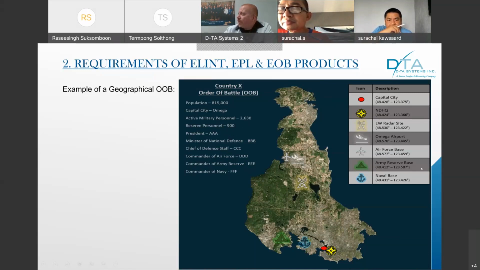And then if we know positional data as well, we can put in, so we know that our capital city of Omega is located here. The National Defense Headquarters is located right next to it. And we know that they have an early warning radar site located in the central region of the island, the international airport and the Air Force base, the location of the Army Reserve Unit, and the location of the naval base.